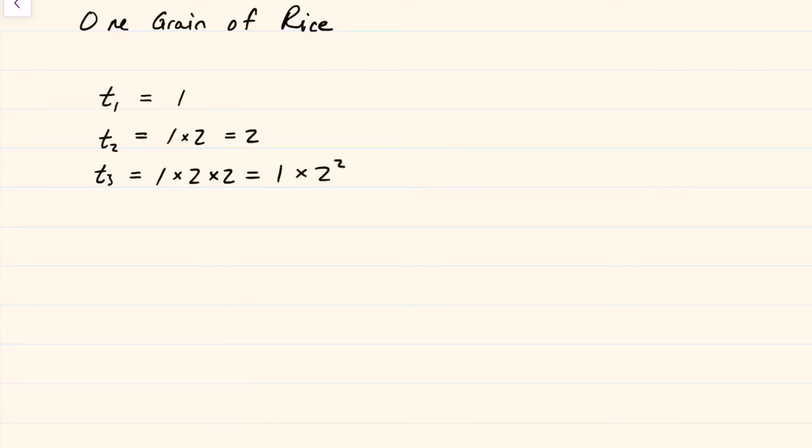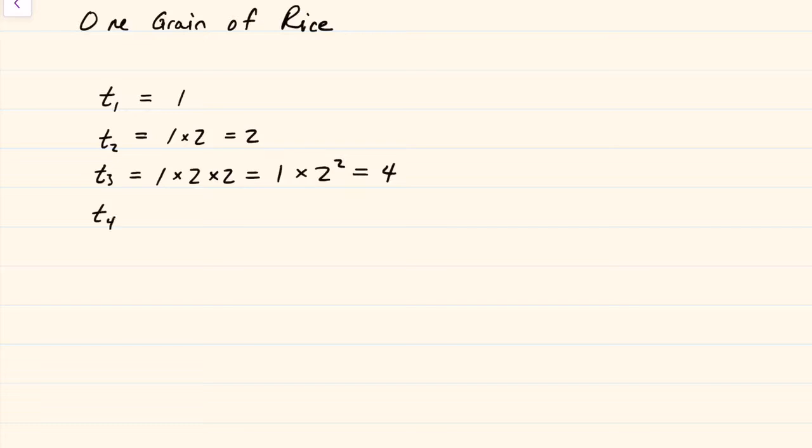Let's look back at the story of 1 grain of rice one more time with a different notation. So instead of a first term, I'm going to say t1 is the first term and it's 1. t2 is the second term, and to find it, we'd go the first term 1 times 2 to double it is 2. t3 is the third term in the sequence, which is 1 times 2, and then we times it by 2 again, which is the same as 1 times 2 squared, which equals 4.